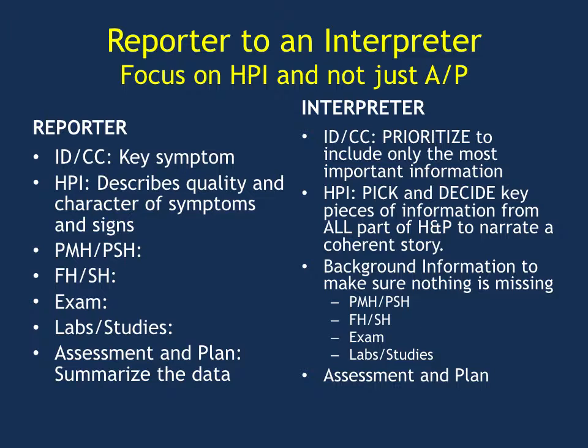And after the HPI, the additional information is placed essentially like an appendix to make sure nothing is missing rather than being a key feature. So this highlighting and this prioritization of information is the act of becoming an interpreter. And I think this makes it easier for our learners to understand and easier for us to judge and evaluate whether they're actually doing this or not.